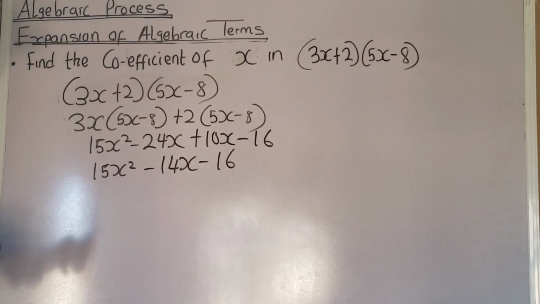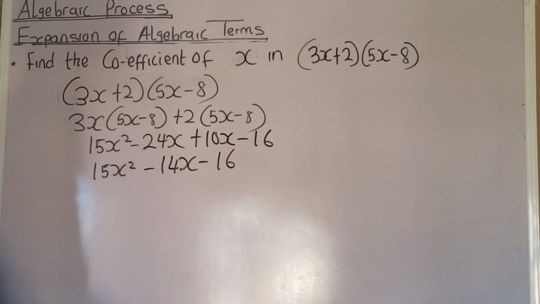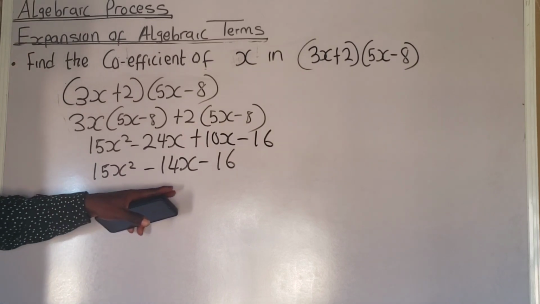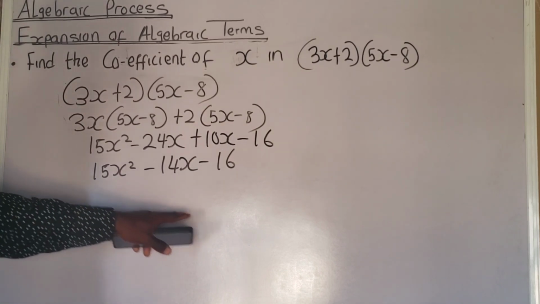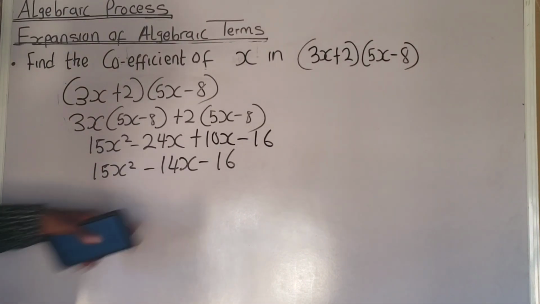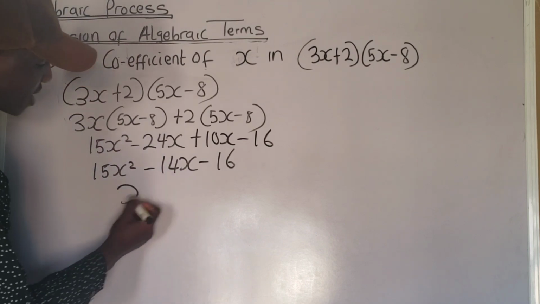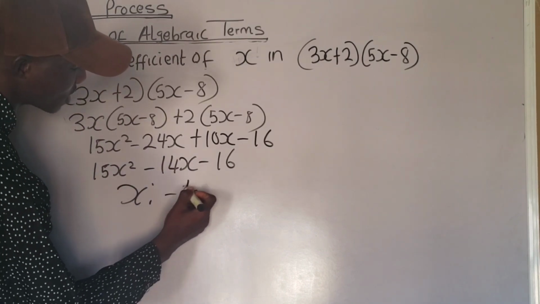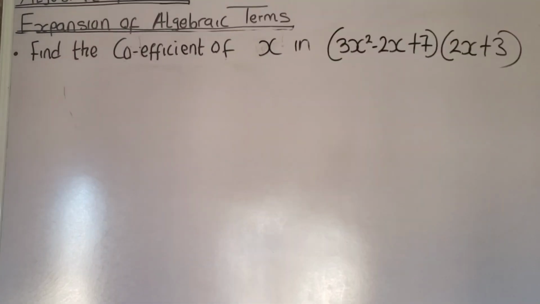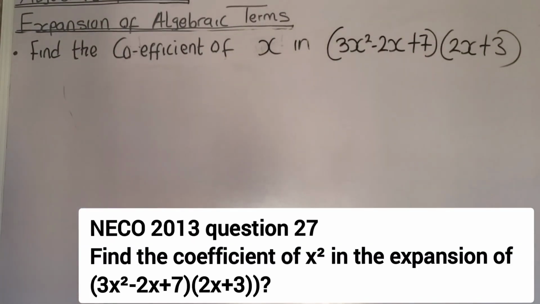Now, don't forget the goal. The goal is to determine the coefficient of x. The coefficient of x in this quadratic expression is what? Negative 14. Okay? The coefficient of x in that quadratic expression is negative 14 because that is the number at the front of x. Okay? So the answer, the coefficient of x is negative 14. That is the answer. Do you understand? Okay, let's look at the last question for this class.